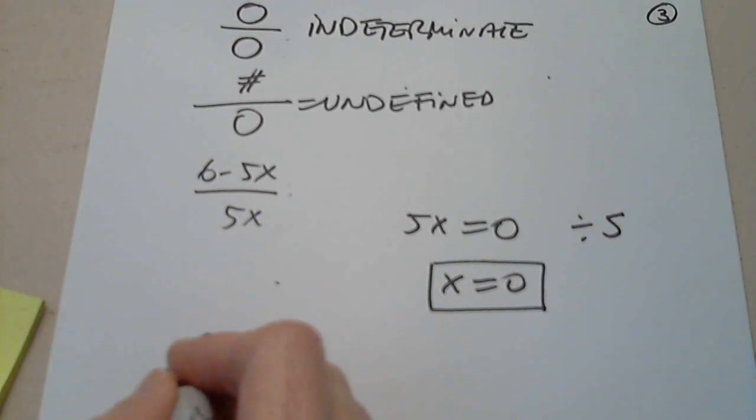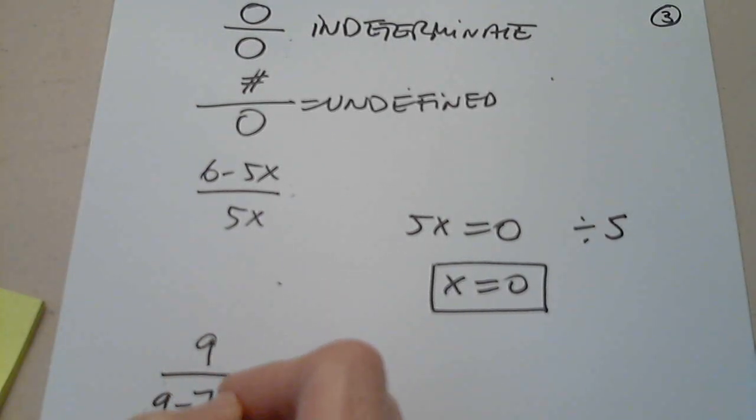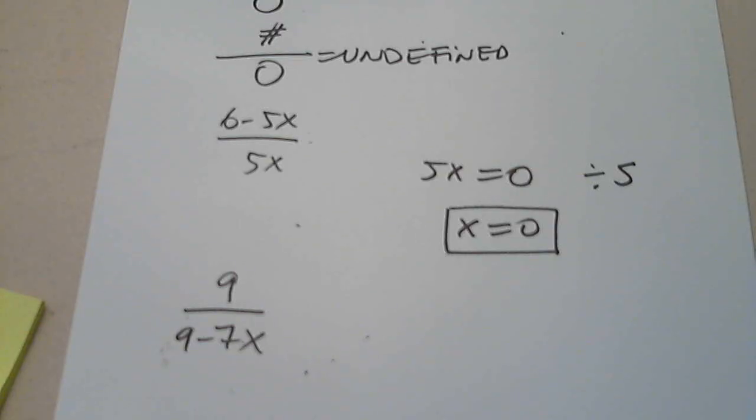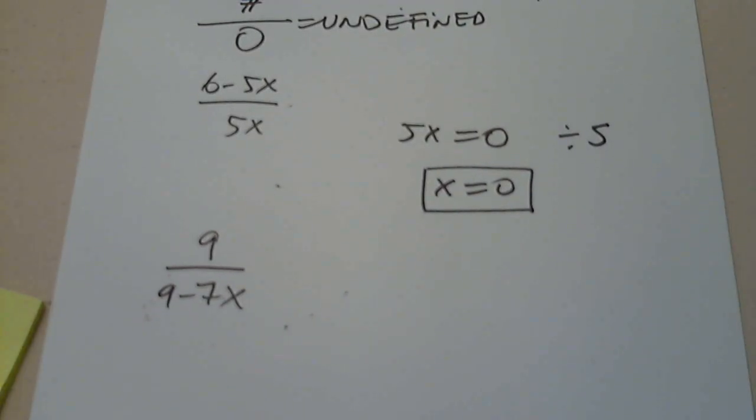Okay, so here we have 9 over 9 minus 7. I'm going to change it to x so it's easier for me to write. Okay, which value of x will make this expression undefined?